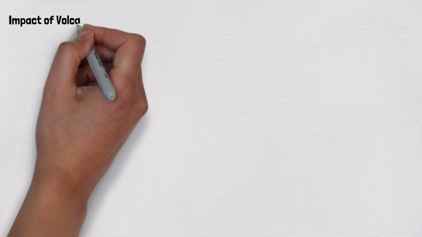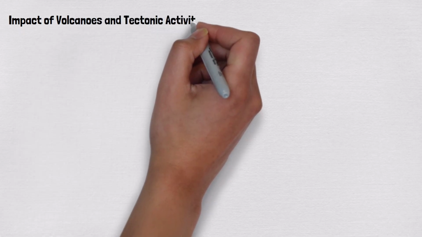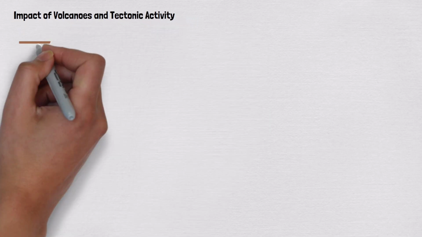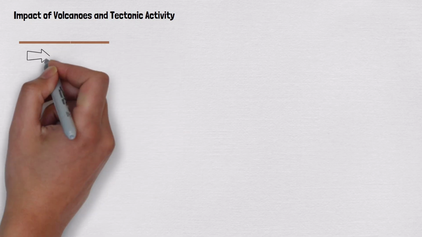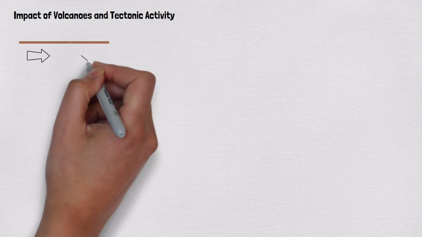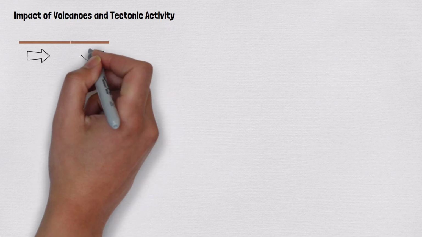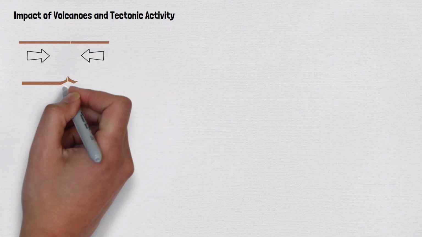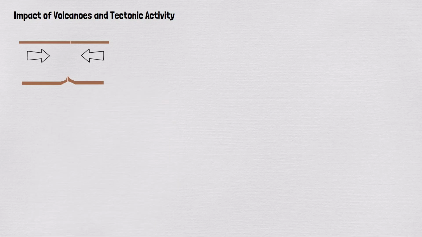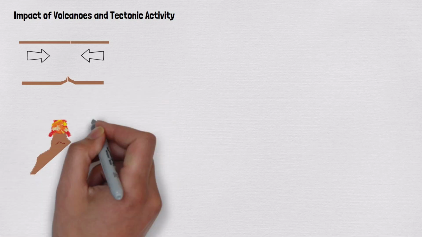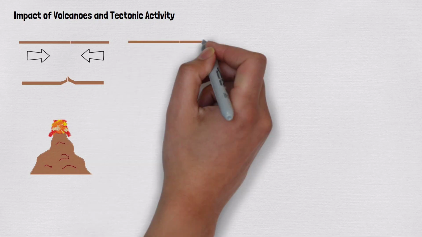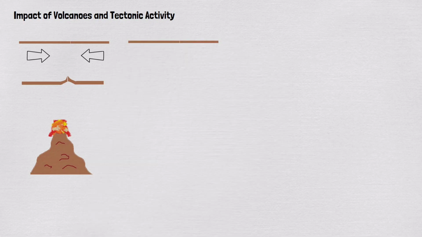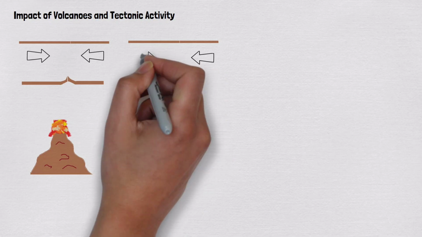Impact of volcanoes and tectonic activity. During this period, volcanoes and tectonic activity played a crucial role in the formation of continents. The movement of tectonic plates caused molten materials from inside the Earth to rise to the surface, increasing the surface temperature. These volcanic eruptions and associated activities added new rock material to the surface, contributing to the growth of the continents. Additionally, tectonic movements led to the breaking, folding, and collision of continents.